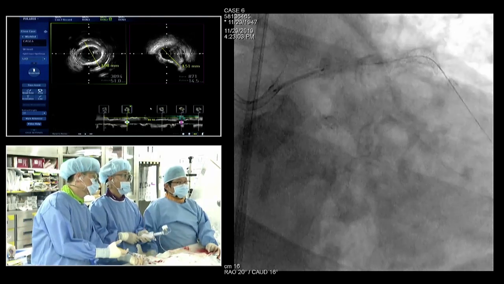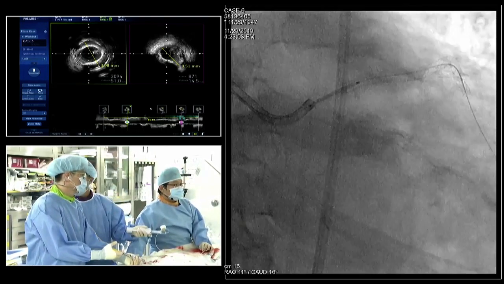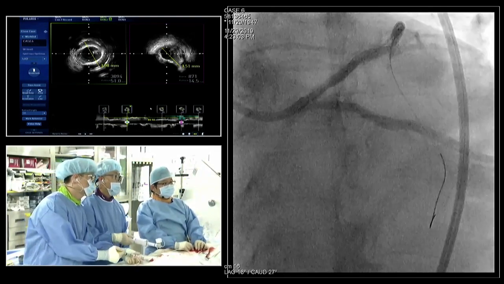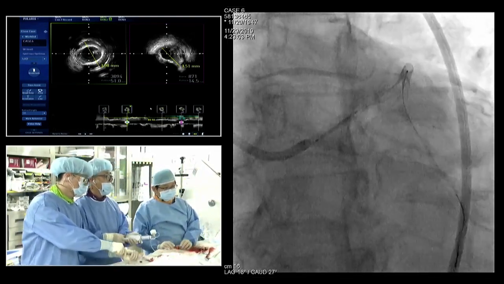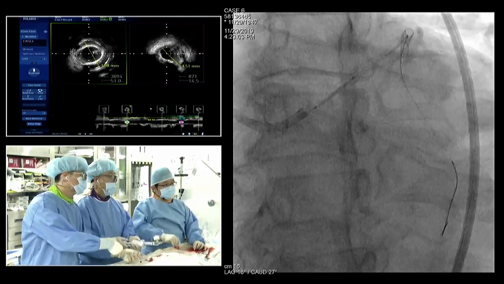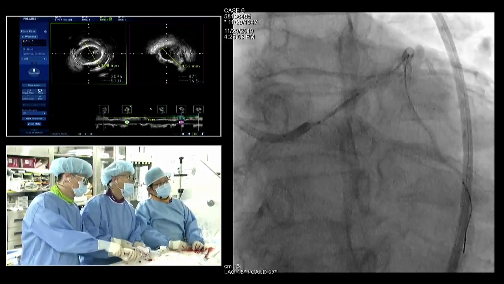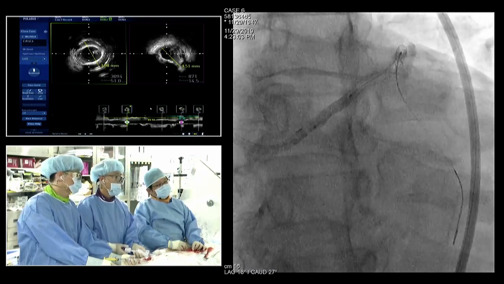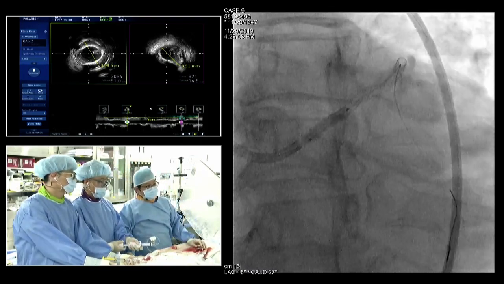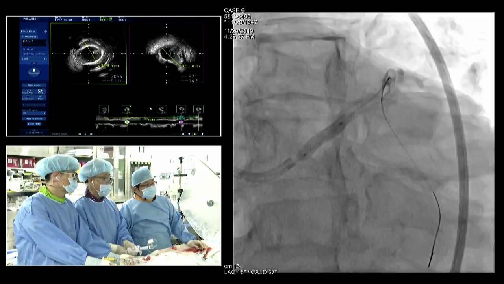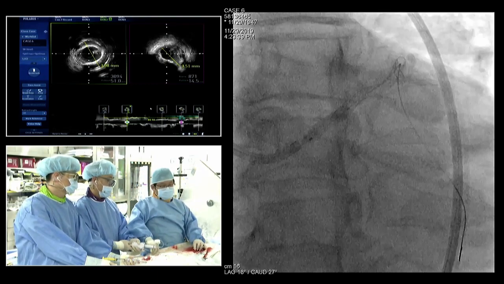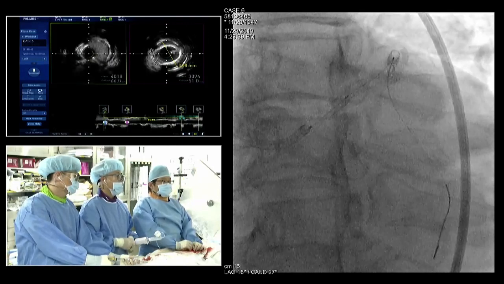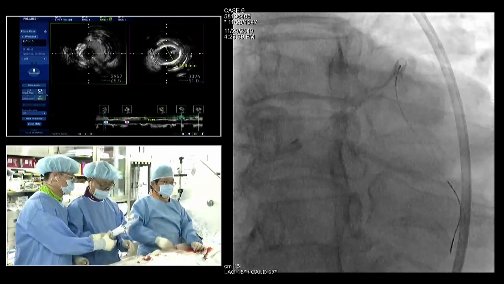How many millimeters is this? 12, 12. Test. I'll adjust it a bit. Okay, good. Test one more. Okay, inflation. Inflate 6, 8, 10, 12, 10, 12, 14, 14, 16, 16, 18. 3.5. Okay, deflate. Deflation. Okay, good.